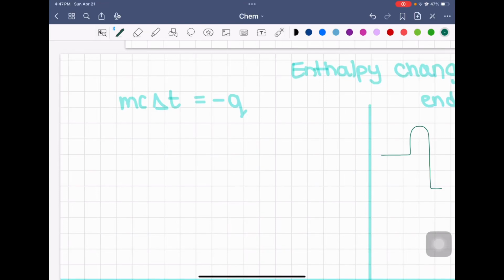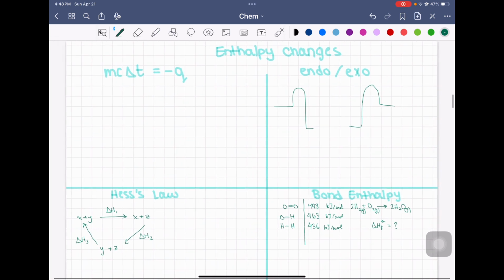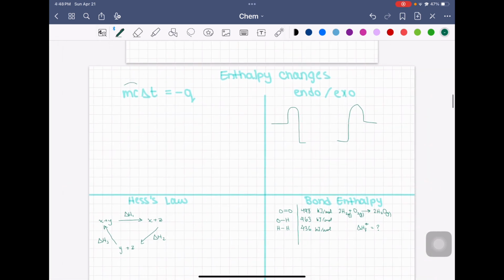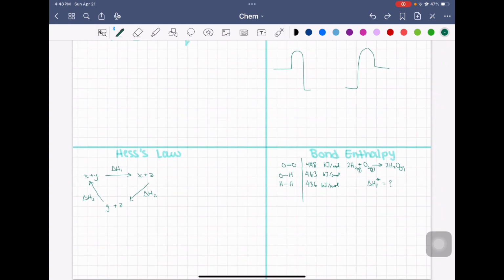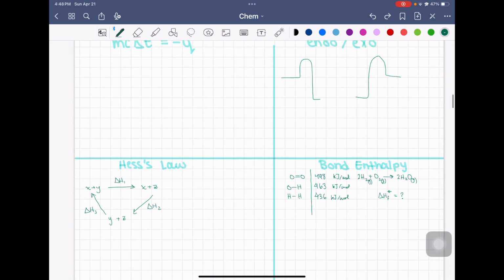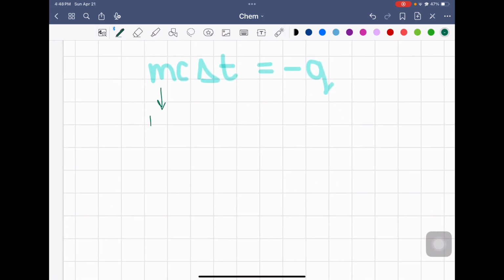Hello. Today we will be talking about enthalpy changes. We'll be talking about the first equation, mc delta T, endothermic and exothermic reactions, Hess's law, and solving problems with bond enthalpy. Okay, so to start off with this equation, M stands for mass in grams.